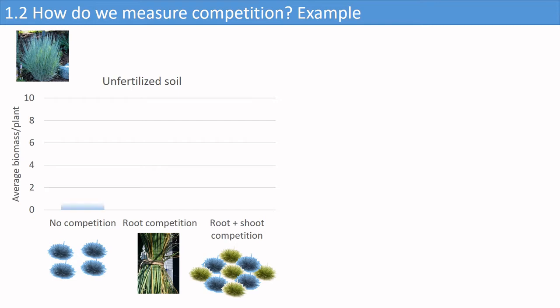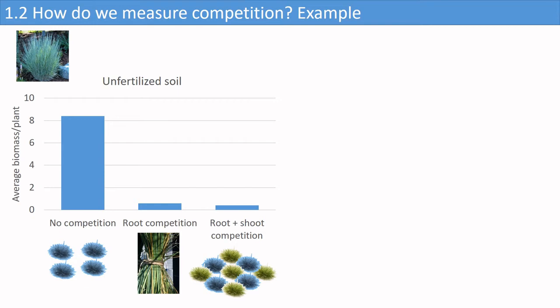So the average, I forgot to put the unit here, but the average biomass per plant is 8 units when they grow without competition. And with competition, it is very, very small. It is almost 8 times smaller when plants are growing with competition, whether it is root competition only or root and shoot competition combined together. So here we have the typical experimental design, as I said previously, where we compare the performance of individuals without competition and with competition, and we see how when individuals are densely crowded together, this has a negative effect on their performance.